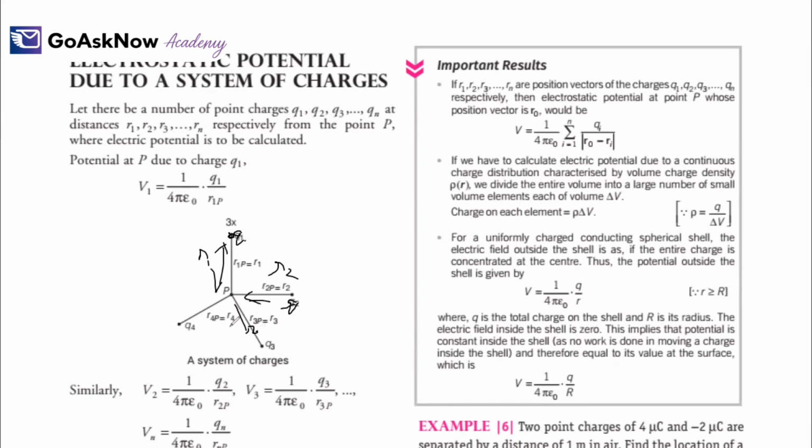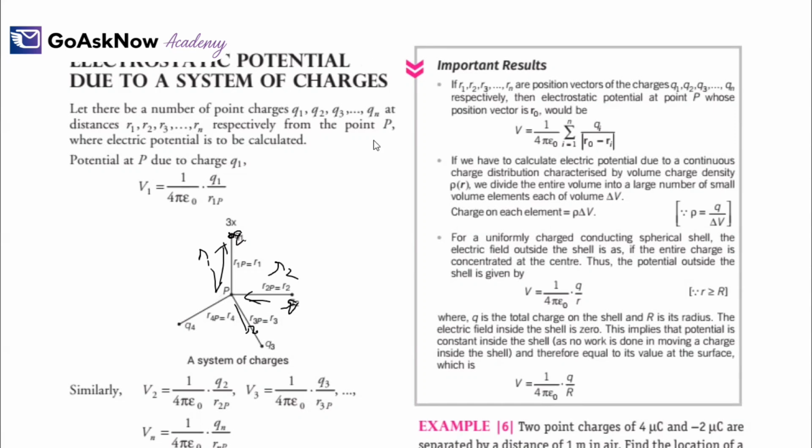Q1 by 4 pi epsilon naught into R1. R1P is obviously here R1 only. So that will be equal to KQ1 by R1. Similarly, V2 will be KQ2 by R2. V3 will be KQ3 by R3. So similarly, you can find out Vn also, that will equal KQn by Rn.